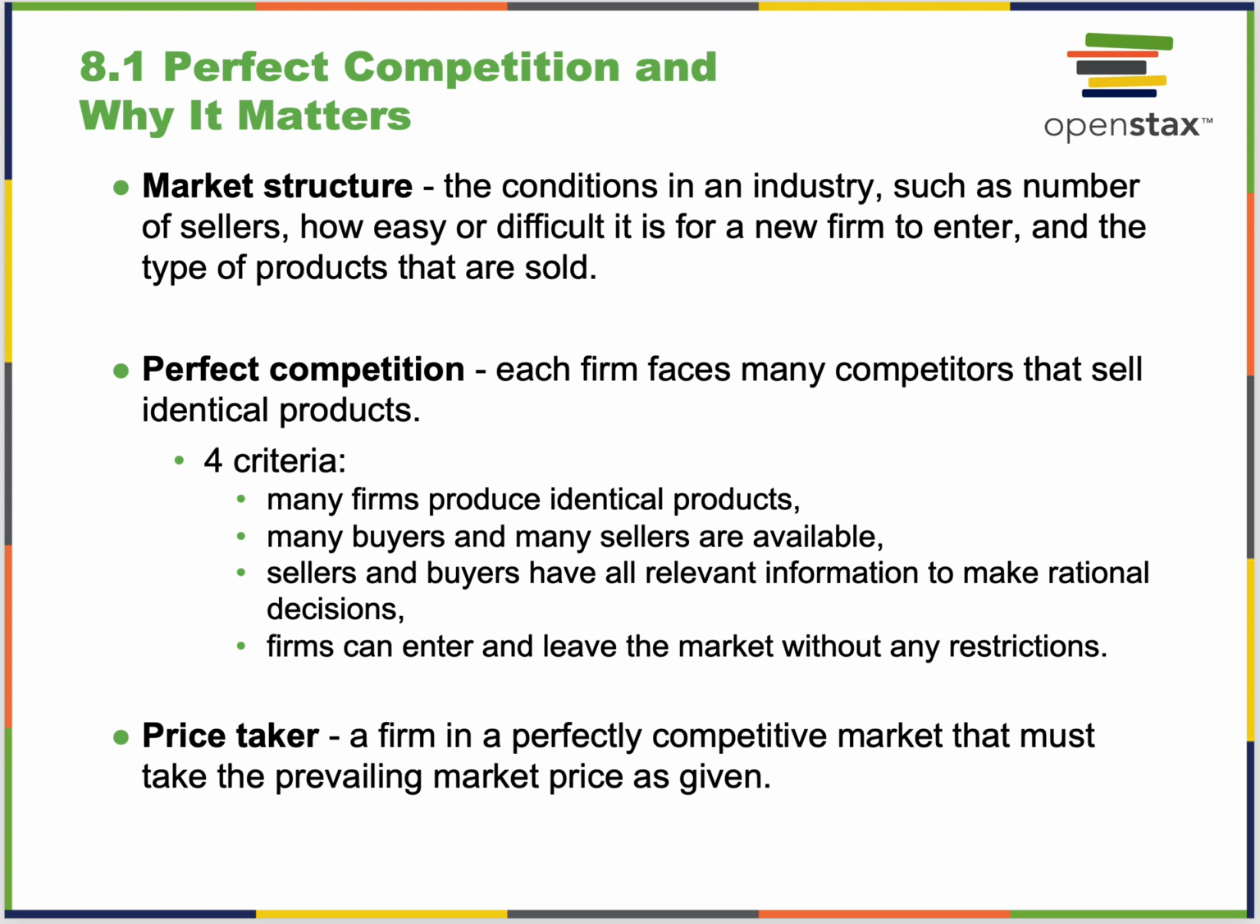And there are criteria. Many firms produce identical products. Many buyers and many sellers are available. Sellers and buyers have all the relevant information to make rational decisions. And firms can enter and leave the market without very many restrictions. If I want to become a farmer, I could grow wheat in my backyard. All I have to do is buy the wheat seed and have the shovels and other implements I might need to tear up my lawn and put in wheat. Don't count on me doing that unless this crisis gets way worse.